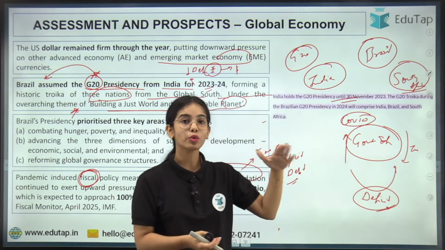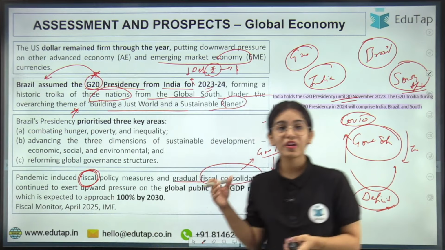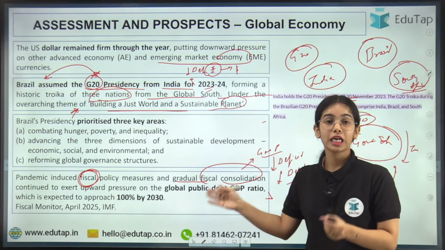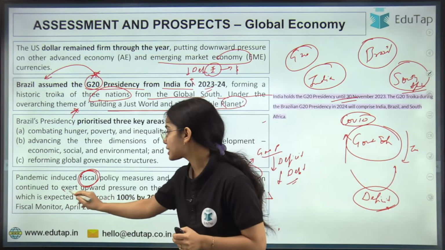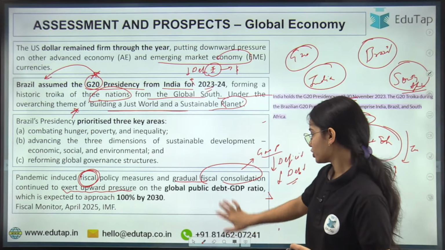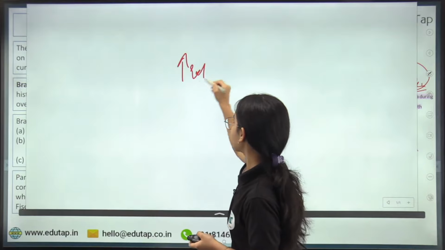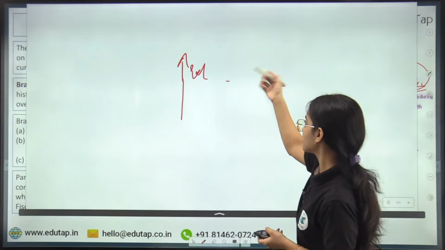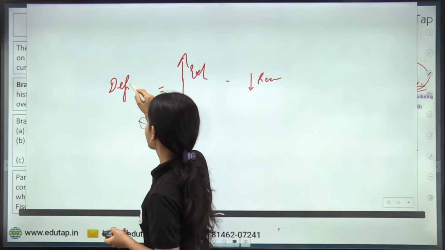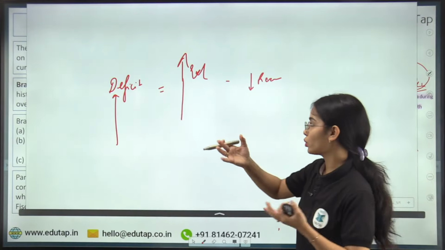Now what is happening? Now the governments are decreasing their deficit, but it is a very slow process, or they are decreasing their deficit in a very slow manner. This is exerting upward pressure on the global public debt to GDP ratio. So what is happening is that during the COVID, they increased their expenditure by a huge level and the receipts were lower. Due to this, it created a huge deficit.